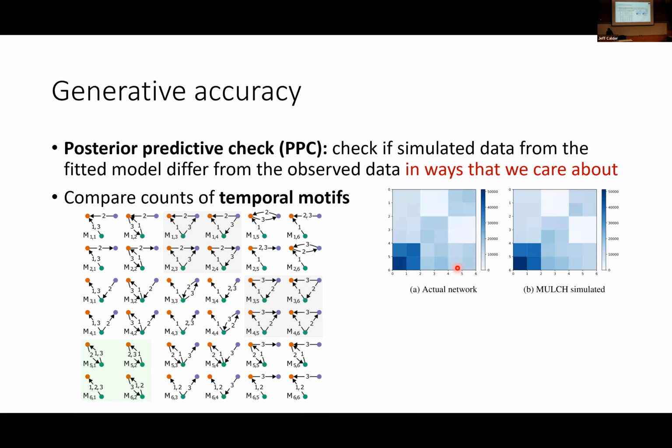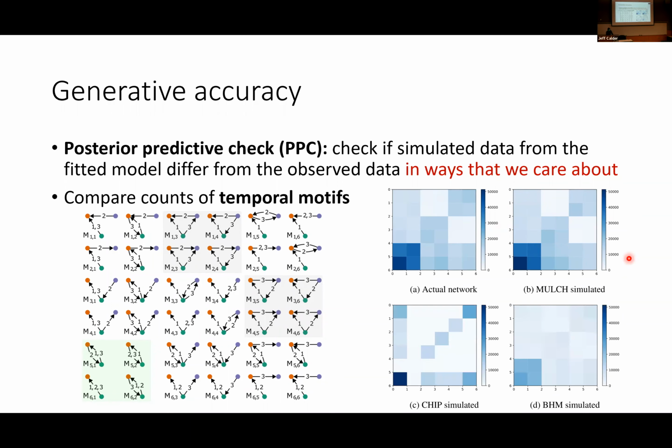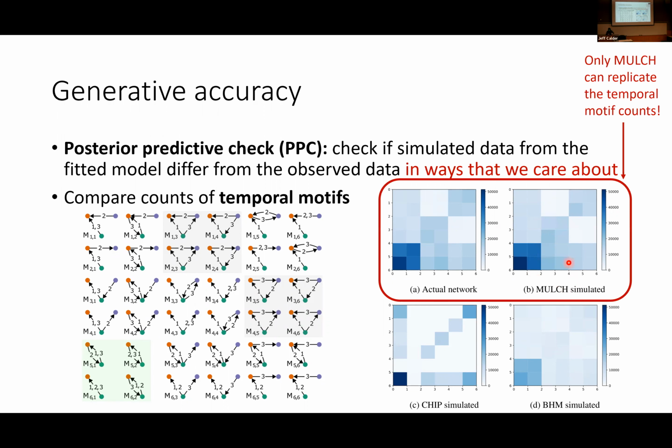This is the actual network, this is what the temporal motif counts look like. And then if you look at our MULCH model, the simulated network from that fit, it looks pretty similar. In particular, this is a huge improvement over the previous models. If you look at CHIP, CHIP is a univariate Hawkes process, so there are a lot of these motifs that it just can't create at all. And then this is another older model from my group, the block Hawkes model. It creates almost all of the motifs at roughly equal rates. So this is the only model that we have here that actually replicates those temporal motif counts well.